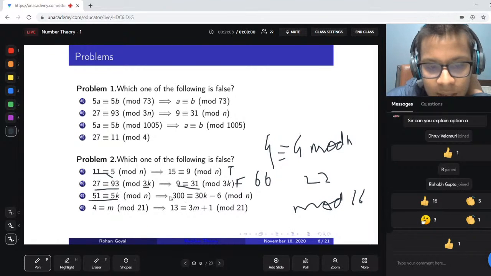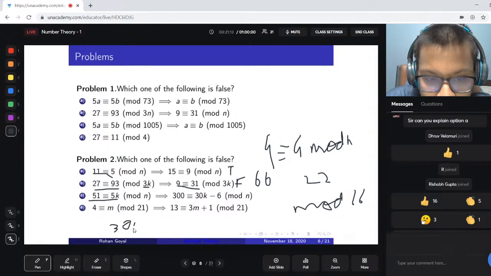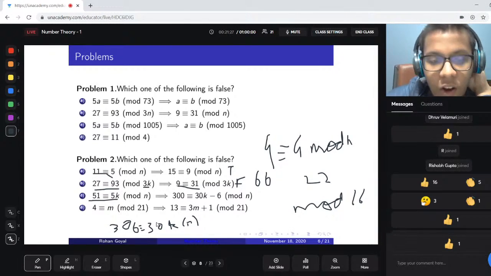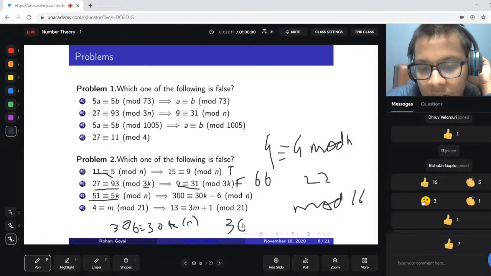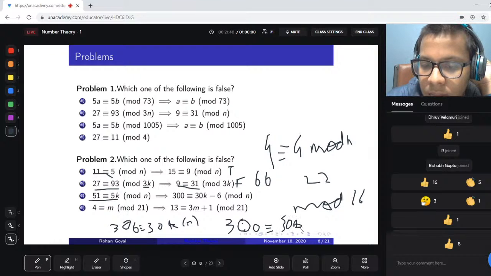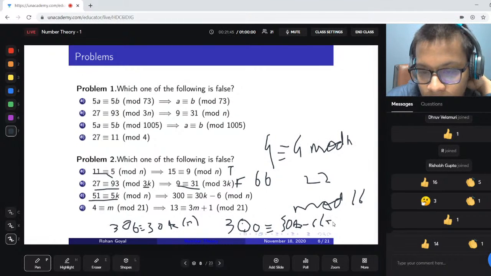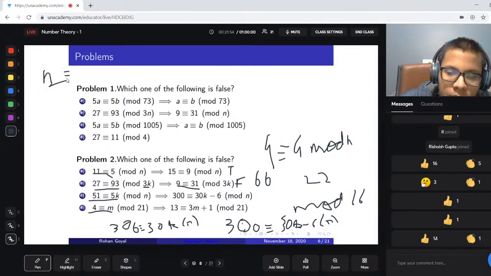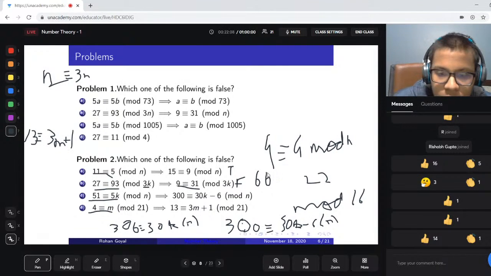Now if 51 is congruent to 5k mod n, then 306 is congruent to 30k mod n, right? Because we can multiply. Now I can subtract 6 from both sides. So I'll get that 300 is congruent to 30k minus 6 mod n. Similarly, for the last thing, I can say 4 is congruent to n. So 12 is congruent to 3n. So 13 is congruent to 3n plus 1. So this is also true. So the wrong option is B.